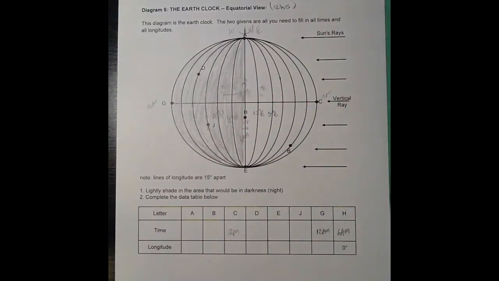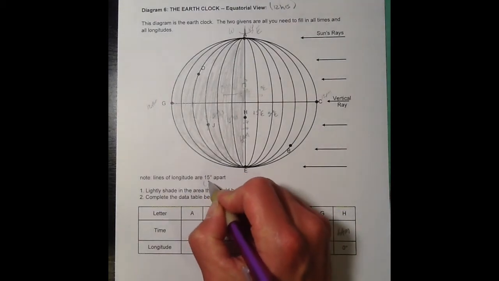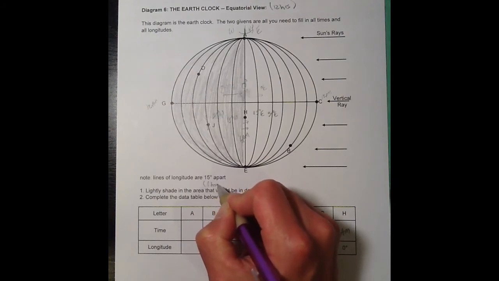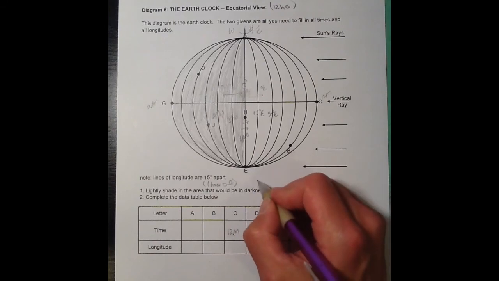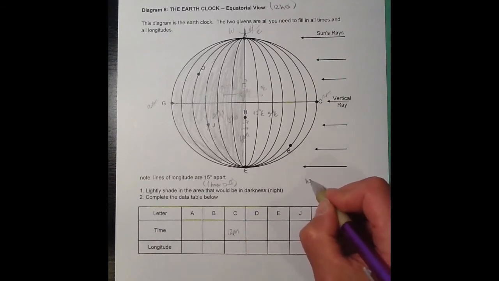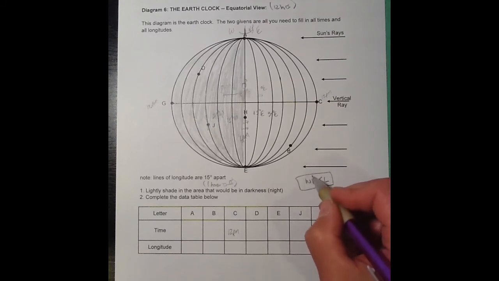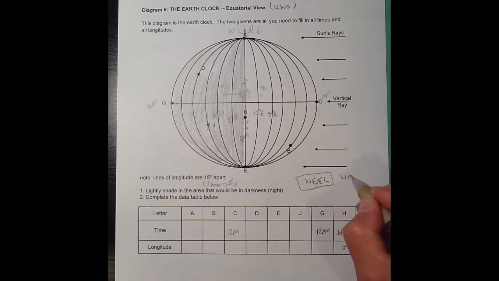I'm fairly confident that you should be able to complete and fill out the remainder of this. But every line is 15 degrees away, which means if they're 15 degrees apart, there's a 1 hour difference, and at least for our school, one of the mnemonics that we use is WEEL. It's either west is earlier, or if you look at it as you go east, east will be later.